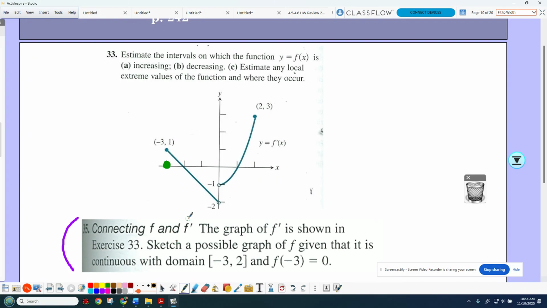Where's the function going to have a critical point, the first one? At -2, 0, and 1. So it's going up until here, and then it's going down till some point in time. Does it tell me the function's continuous? Yes.